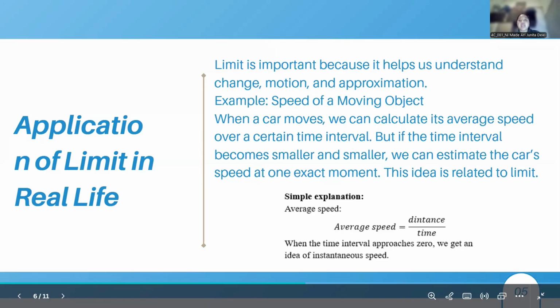But in real life, sometimes we want to know the speed of the car at one exact moment. For example, when we look at the speedometer, we see the speed at that moment. This idea is related to limit. When the time interval becomes smaller and smaller, we can estimate the instantaneous speed. So, limit helps us understand motion, speed, and continuous change. And now let's practice.